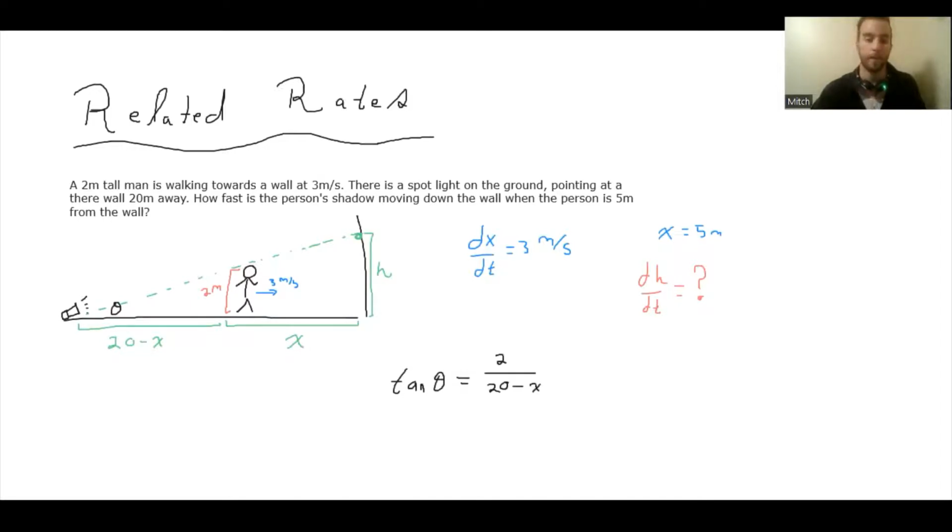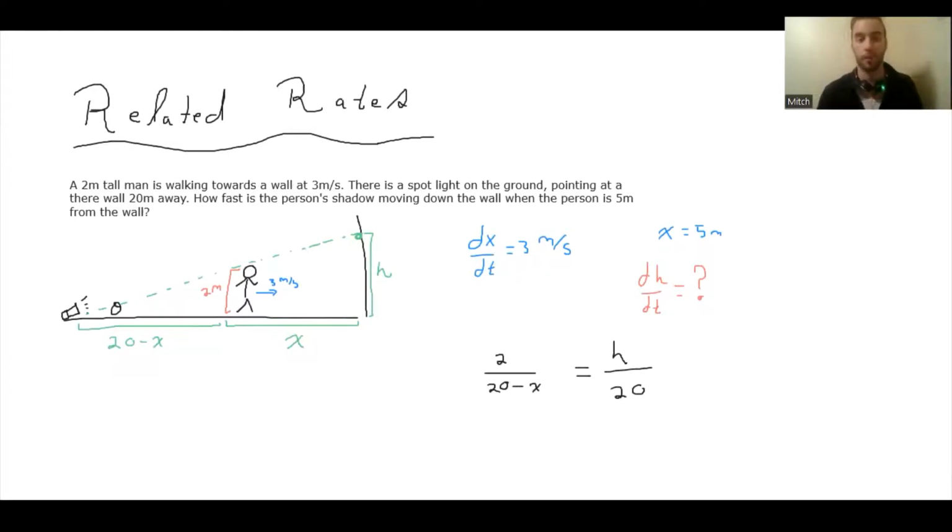But this theta is still the same angle for this larger triangle, which means that tan theta is going to equal this opposite, which is h, divided by this, which is just 20. And so now this is where our equation came from. So really the first step is just breaking down the geometry of the problem, and that's how you get the equation that you're going to work with.